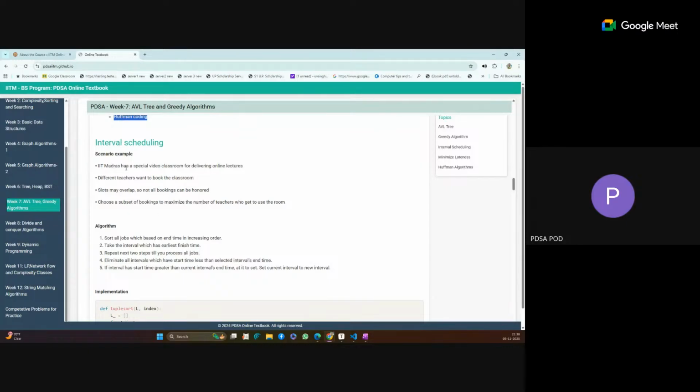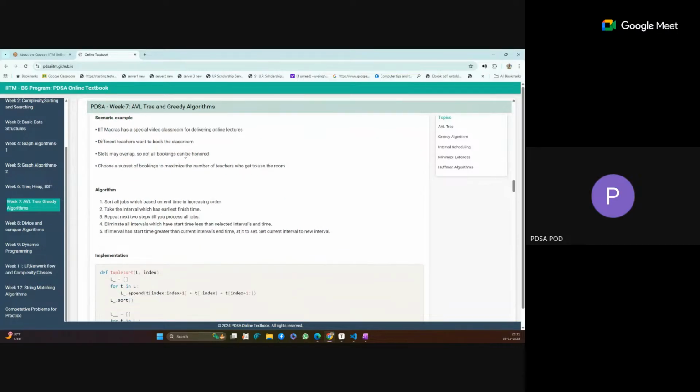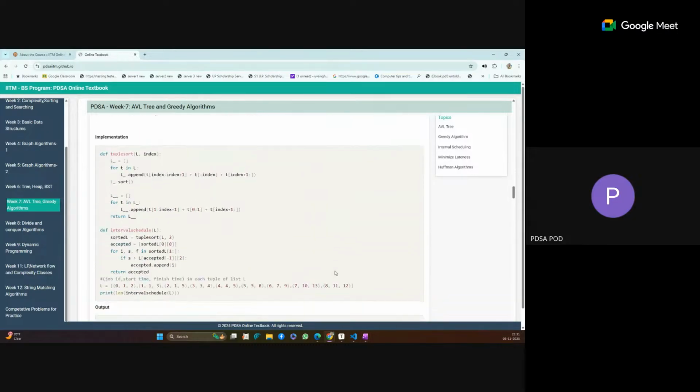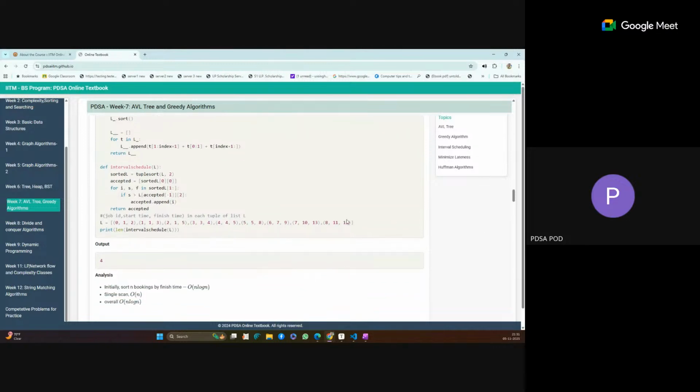IIT Madras has a special video classroom for delivering online lectures. Different teachers want to book the classroom, so we are getting multiple requests from different teachers. Slots may overlap in time, but we require the maximum number of slots to be allocated without any overlapping. So that is the problem we are given.